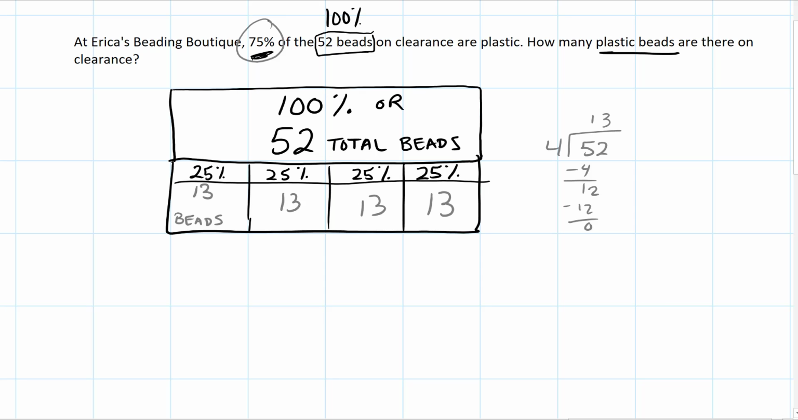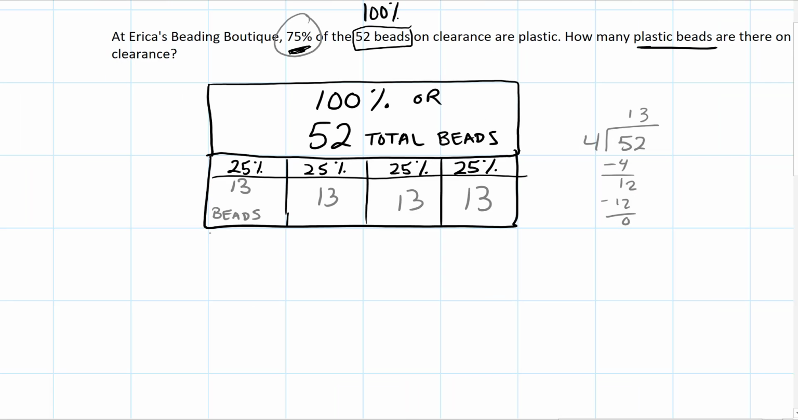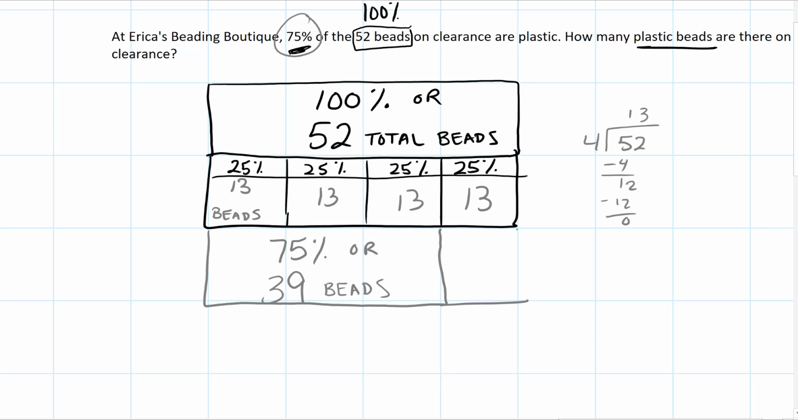Now, I want 75% of them because it says 75% are on clearance are plastic. So these are the plastic beads. 75% is 3 of these boxes. Or if I add it up, 39 beads. The ones that aren't plastic, I can also label as 25% or 13 beads.